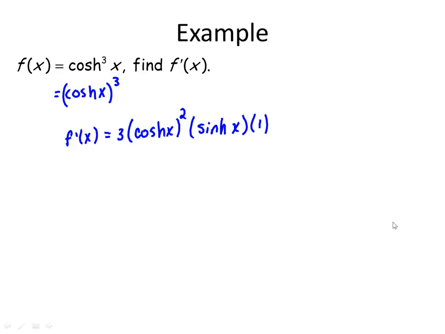Okay, clean it up a little bit. There's not really that much you can do. Just, I guess, descending order would be nice. Alright, so you have 3 sin x cos squared x. Oh, that's not even in descending order. That's okay. It's multiplication, so it's commutative.